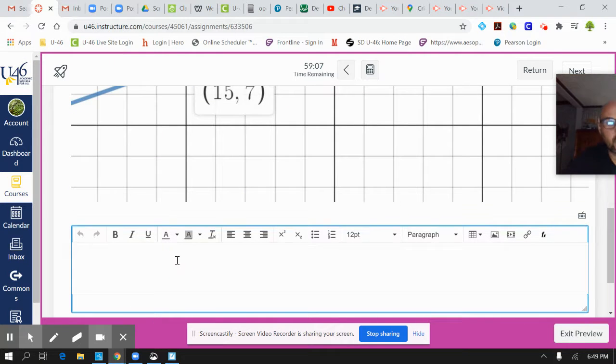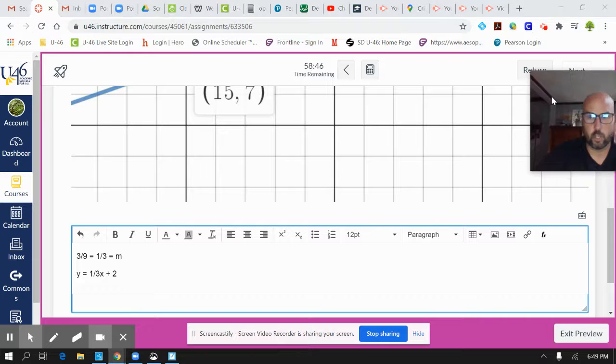So this is where you are showing your work. If you don't show work, you don't get credit. As simple as that. 3/9 is the same as 1/3. So this is the slope. The slope is 1/3. Now, the y-intercept is 2. If you just write 1/3 x plus 2, you're not getting credit. So please show your work.